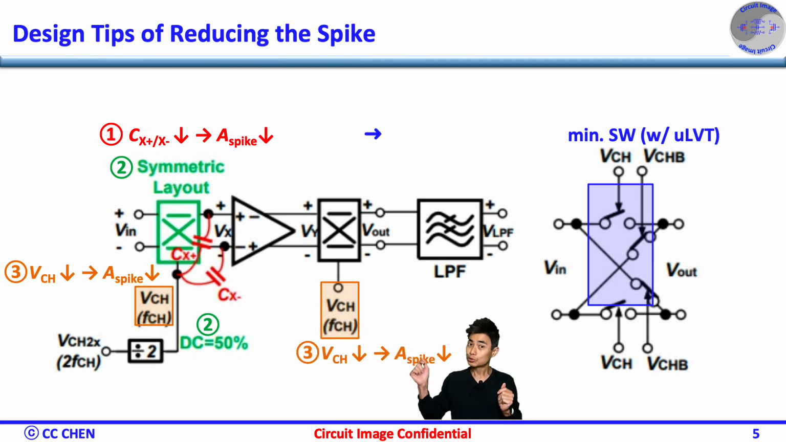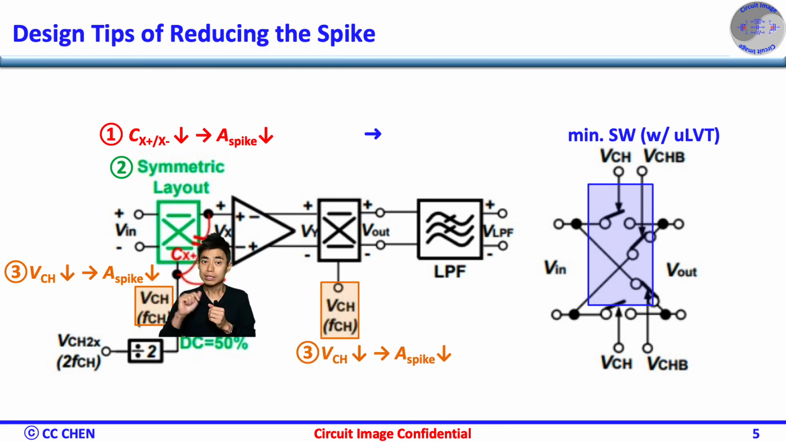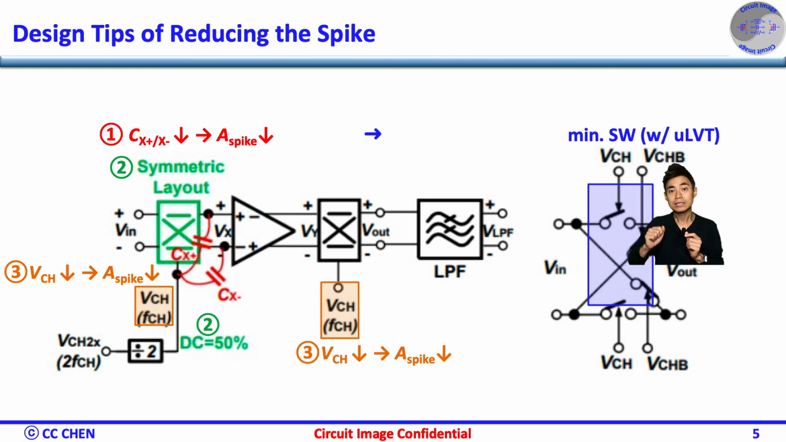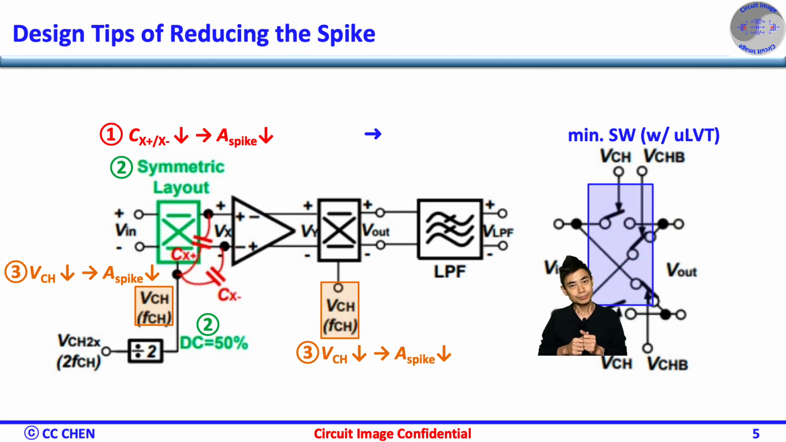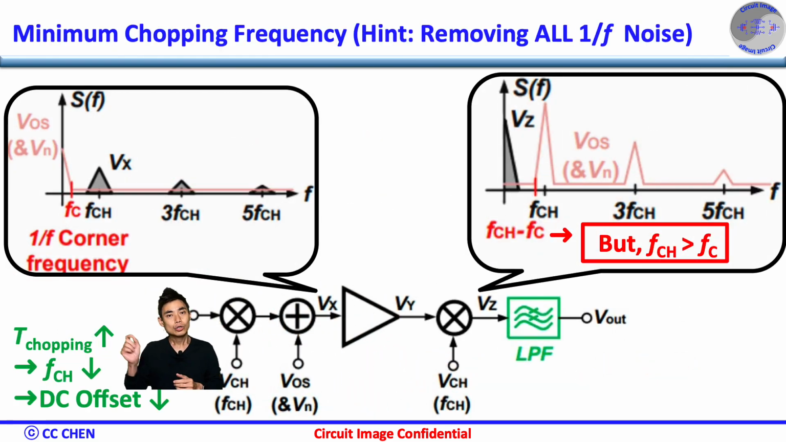Anything else to reduce the spike magnitude from the source? Yes, we could reduce the chopper clock amplitude, which might be feasible at a high supply voltage with ultra-low VT devices used in the switches. What's the next improvement? Right, chopping time duration. To reduce the time duration of the DC spike in one period, we could reduce the chopping frequencies to as low as possible. But what's the minimal chopping frequency we can tolerate?